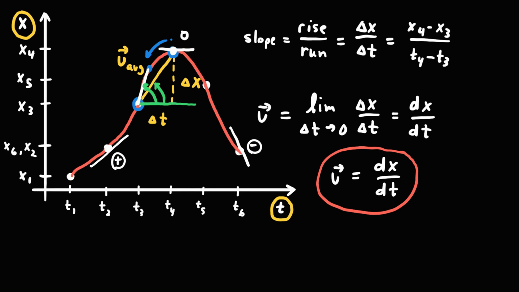And so please remember that velocity is the first derivative of position, and then I can find the velocity, the instantaneous velocity, by looking at the slope of a position versus time graph.